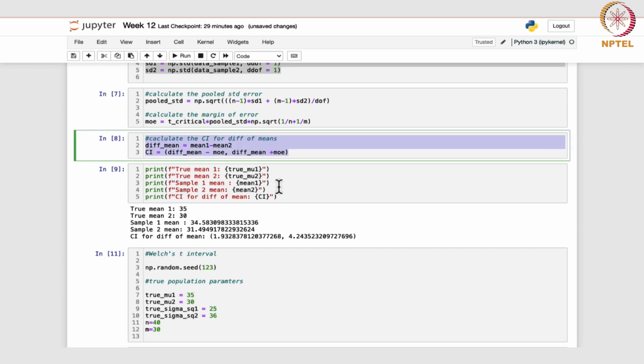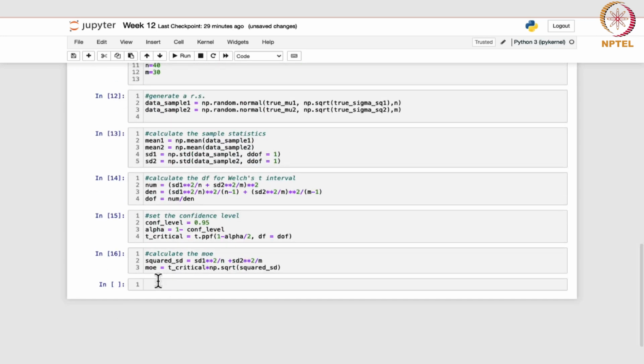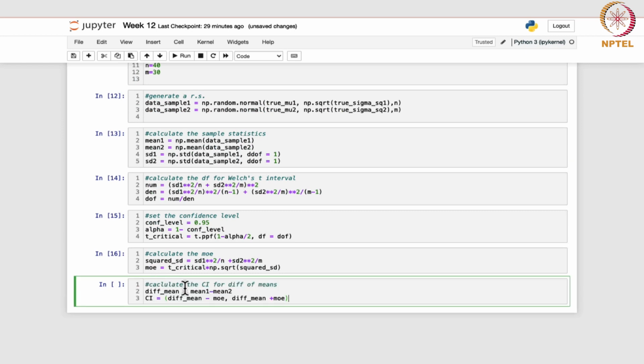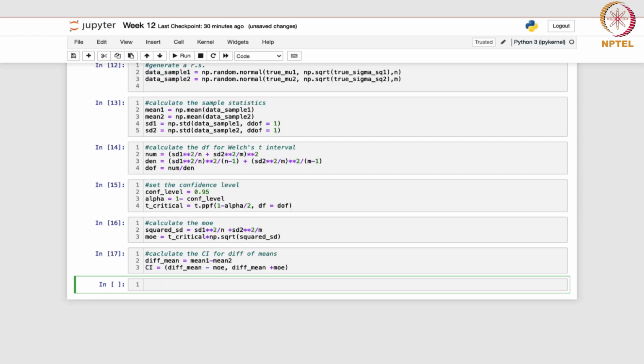Probably we can use both of them, right? So we will write the difference of means. The difference of means would be x bar minus y bar, and the confidence interval in this case would be the difference of means plus or minus MOE, the same thing. Okay, finally we can print all these and let us see.